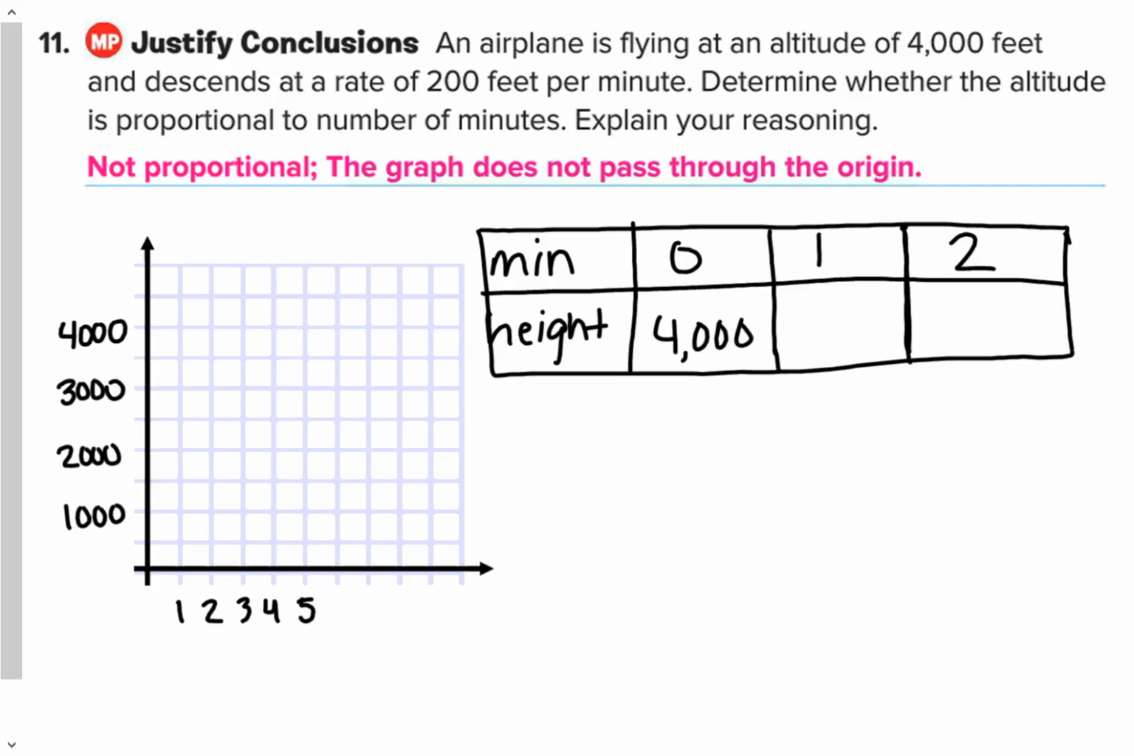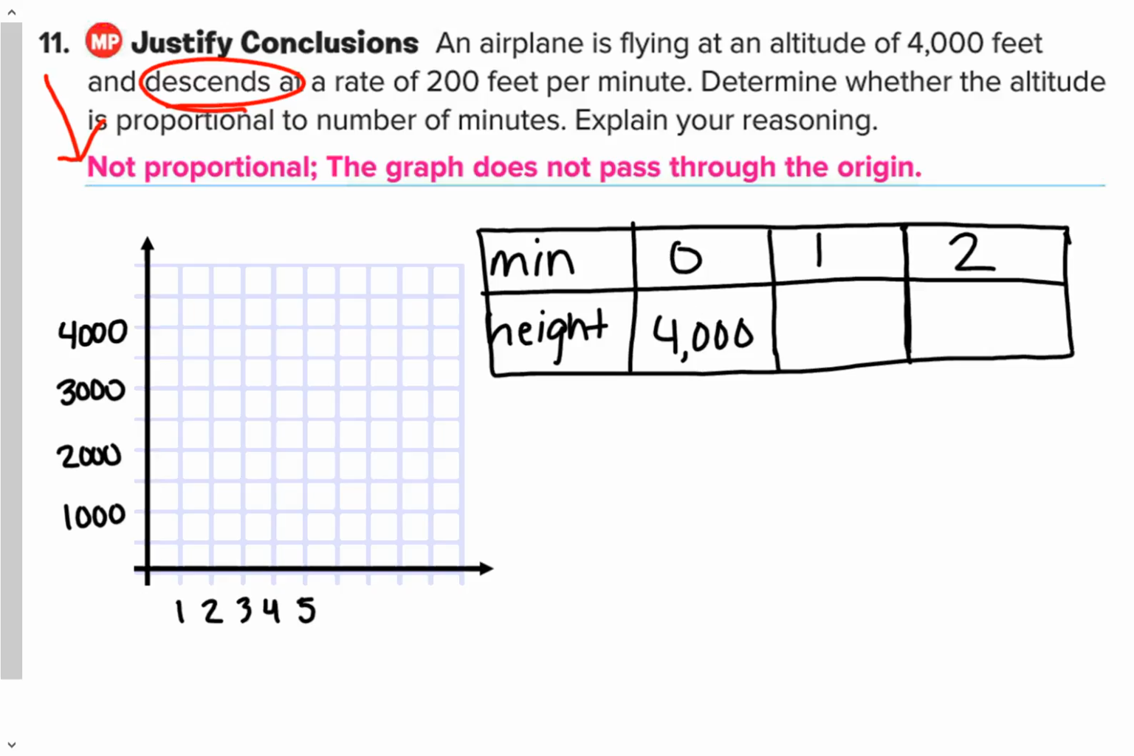Here's example number 11. An airplane is flying at an altitude of 4,000 feet and descends, which means goes down, at a rate of 200 feet per minute. Determine whether the altitude is proportional to the number of minutes. Explain your reasoning. Now here they gave you just a word problem. So when I'm organizing word problems, I like to set up a table just so I can see my values before graphing. It starts off at minute 0 at 4,000.